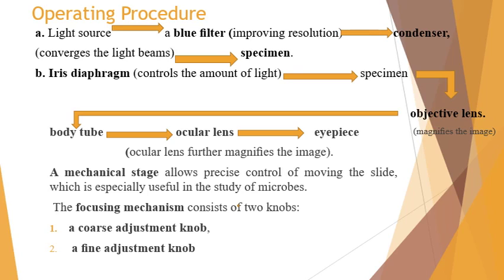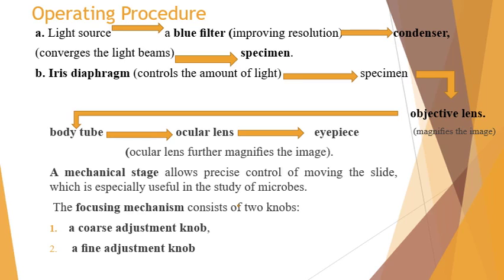So here we have the operating procedure of the microscope. Simply, there are 5 steps that are used to operate the microscope. First of all, light enters the microscope from a source in the base and often passes through a blue filter, which filters out the long wavelengths of light, leaving the shorter wavelengths and improving resolution.